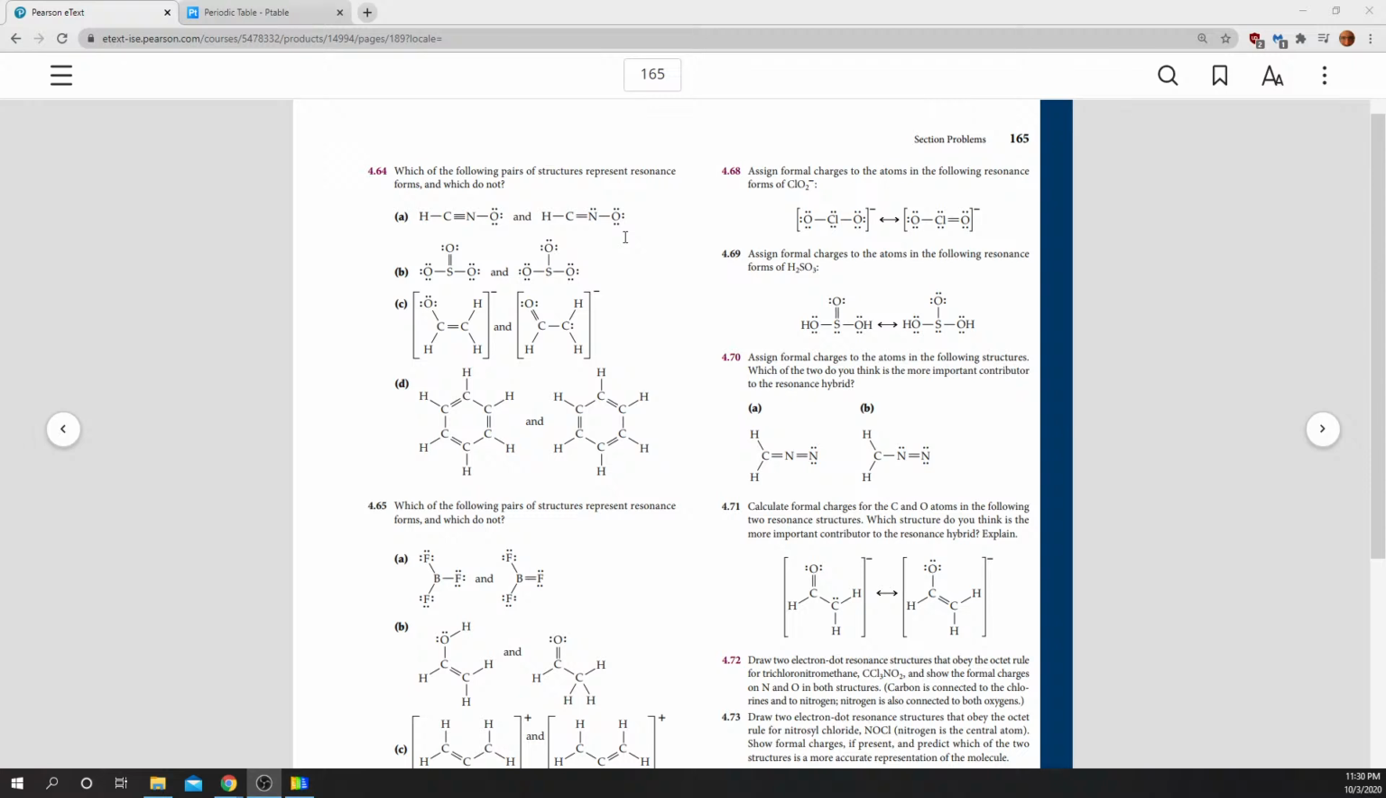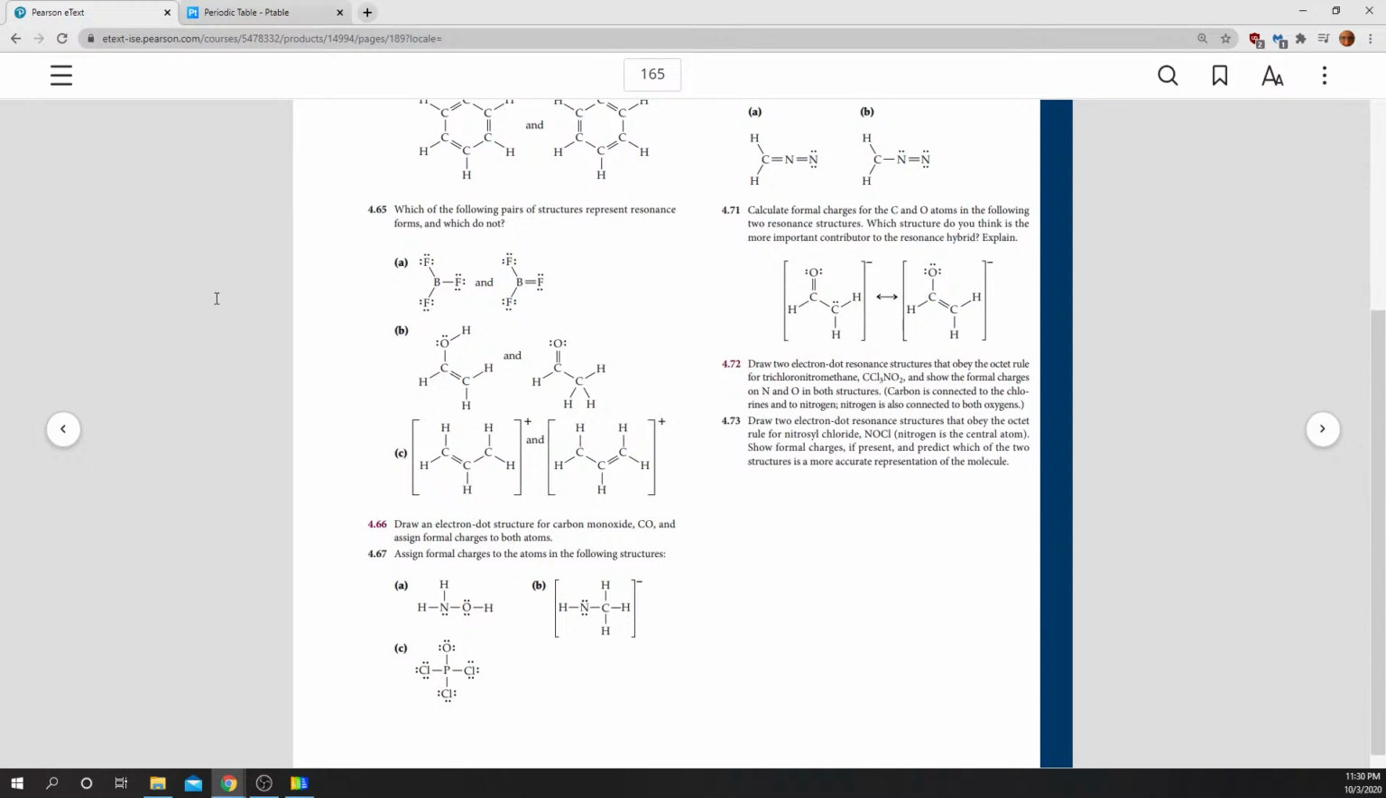This is not resonance because this leaves carbon without a stable octet, so it's not going to do that. This, likewise, is not resonance. It leaves sulfur without the octet. This one would be. This is a feasible resonance structure, because this carbon still has the stable octet with this lone pair on it. And this one likewise. So C and D are resonance structures, A and B are not.